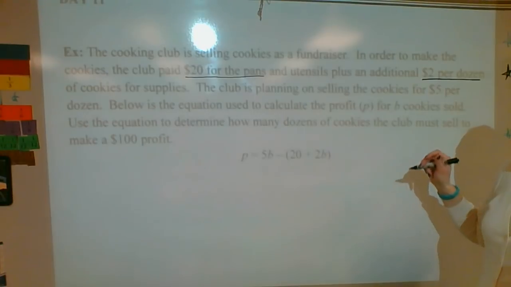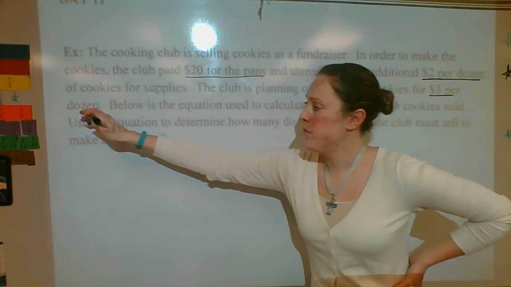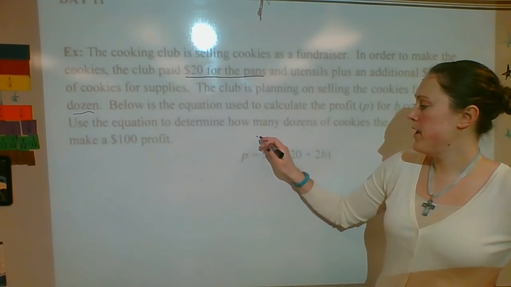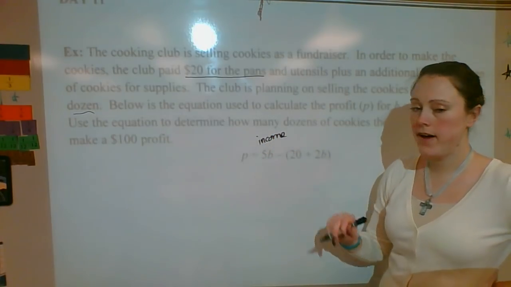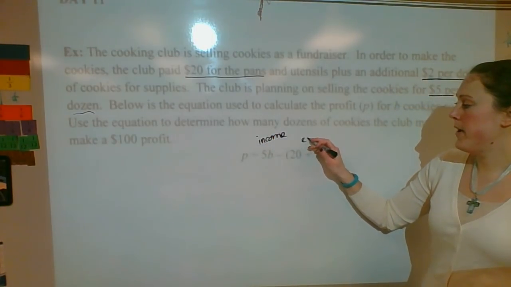They're also planning on selling the cookies for $5 per every dozen. So this, remember, is my income. I'm bringing in $5 per cookie, and then these are my expenses.